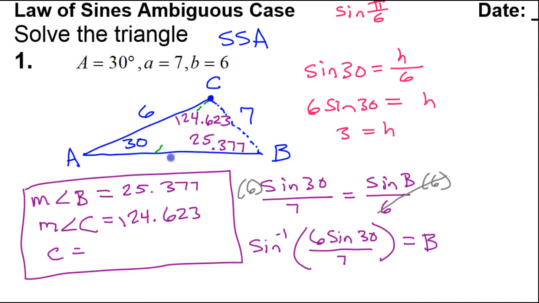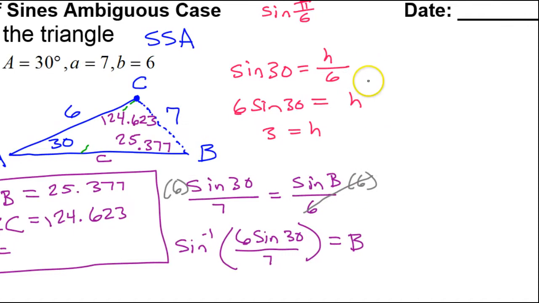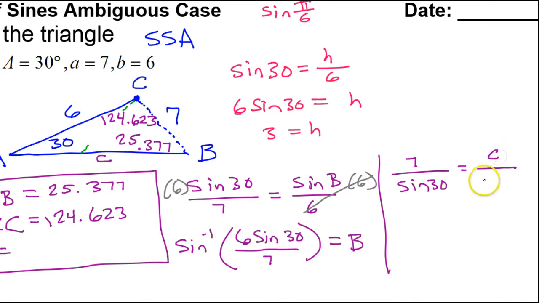for angle C. Now, side C is down here, and I can do the law of sines again to find it. So I will just do that over here. This time I will do the reciprocal way of doing it. So I'm going to do 7 over sine 30. Same ratio as before, but I'm doing it upside down. So 7 over sine 30 will equal C over the sine of 124.623.